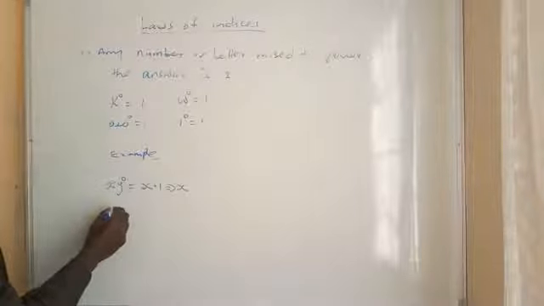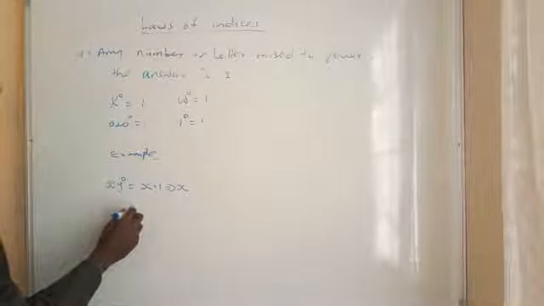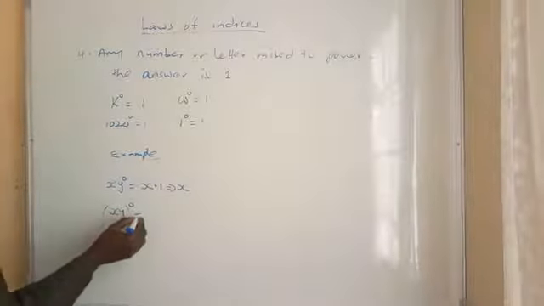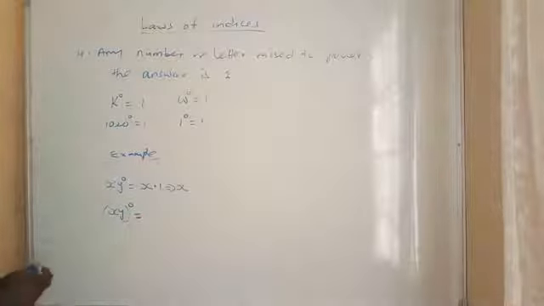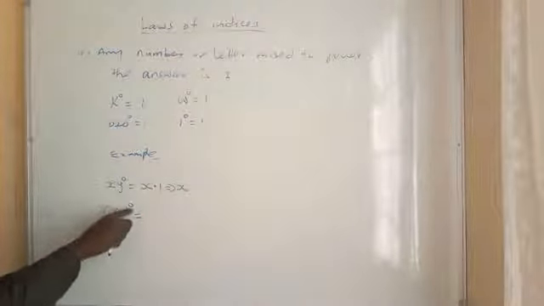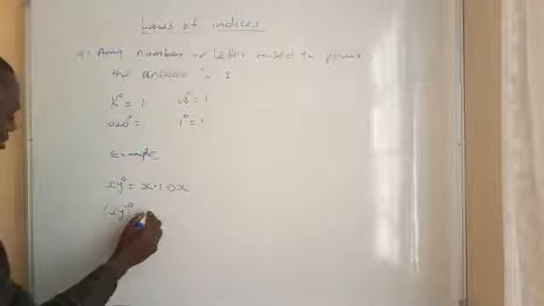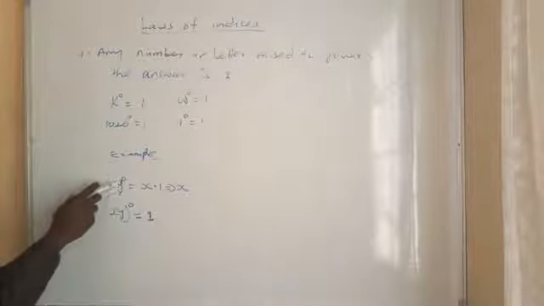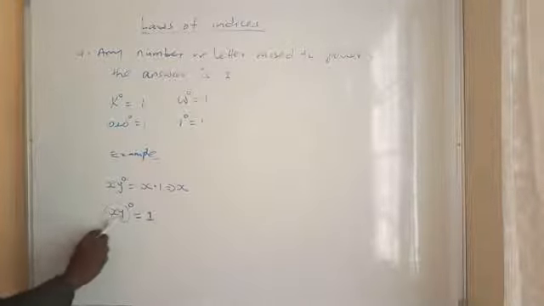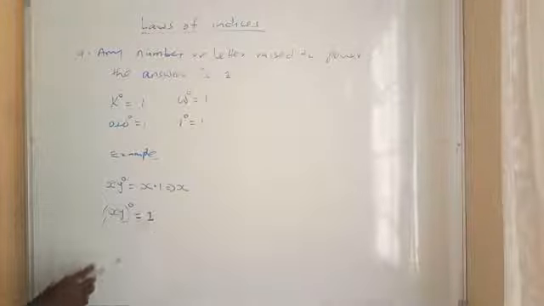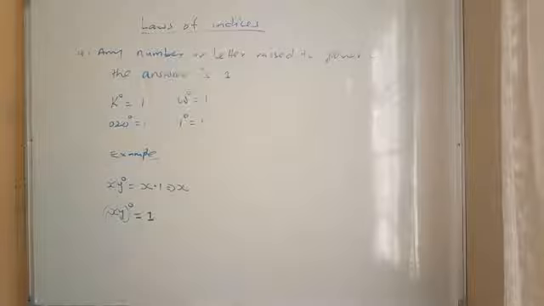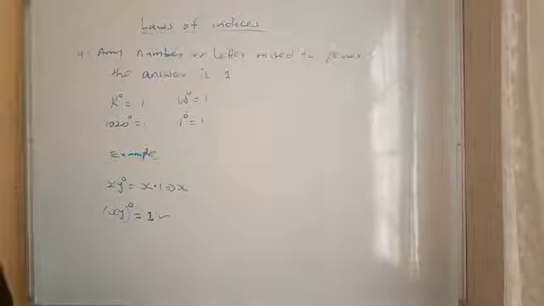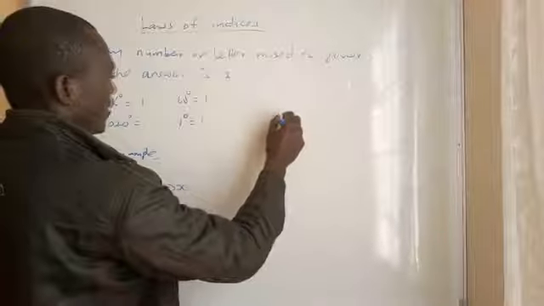Look at this as another example. x power y times x y, all raised to power 0. What will be the answer? This means everything in brackets raised to power 0. So the answer here is 1. I hope the student is able to know the difference between this and this. It's only y that is raised to power 0 in the previous case. Here, what is inside the brackets is raised to power 0. So according to this law of indices, the answer is 1.